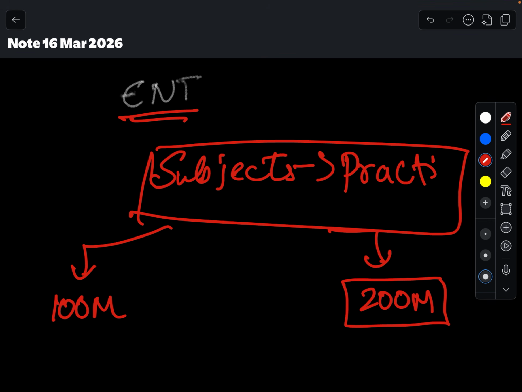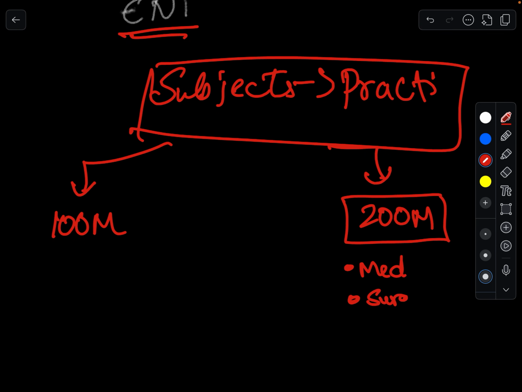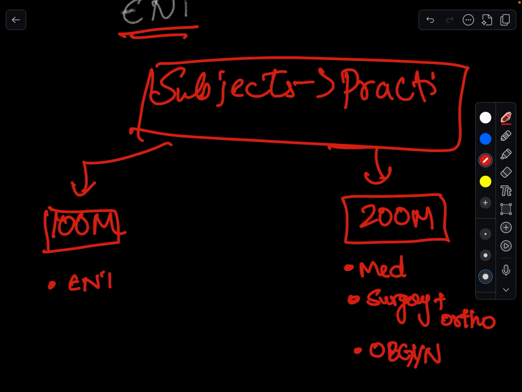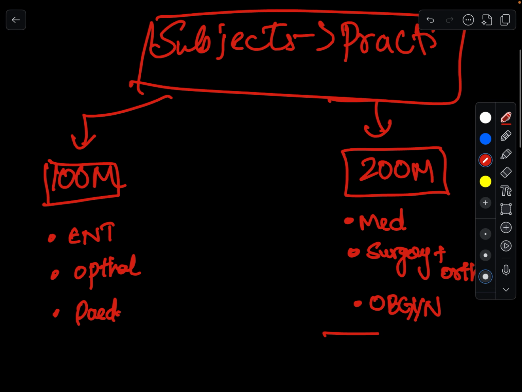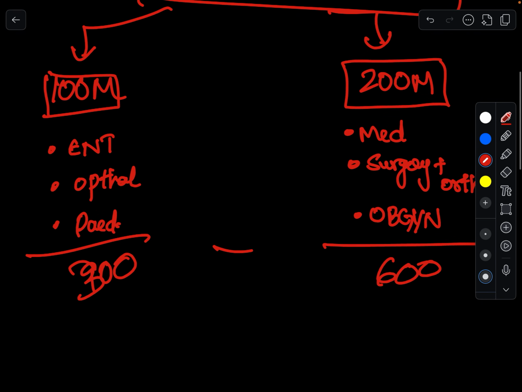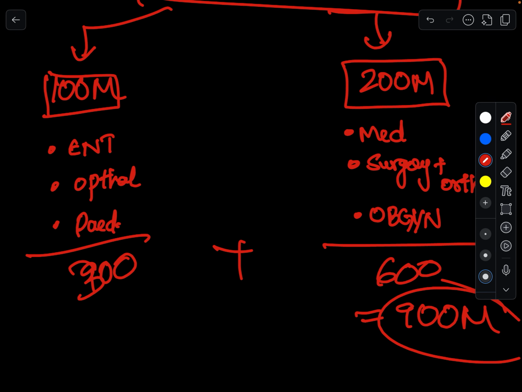For 200 marks, you have medicine, surgery plus ortho, and OBG. For 100 marks, you have ENT, ophtha and PEDS. Okay, so totally here you will get about 600 marks. Here about 900 marks. Sorry, 300 marks. So total 900 marks. So the same amount of marks you are writing in theory, the same amount of marks you are competing for in practical also.